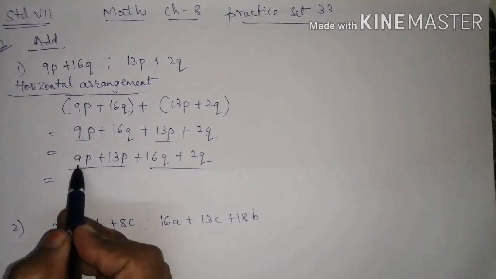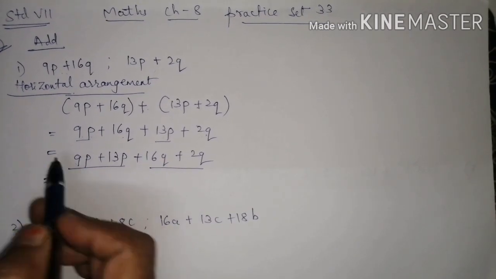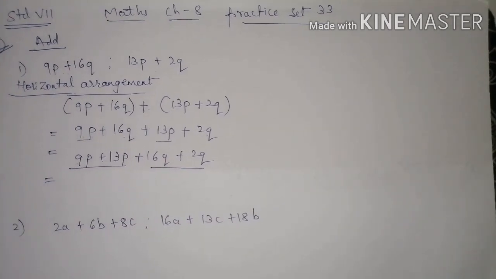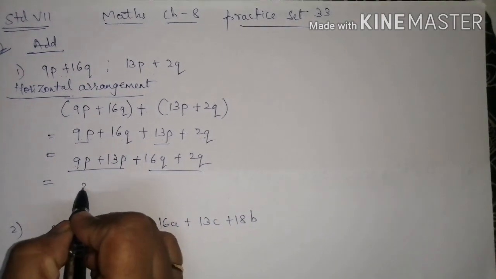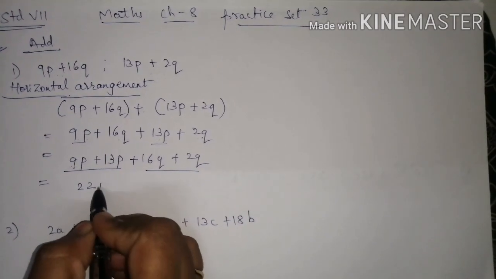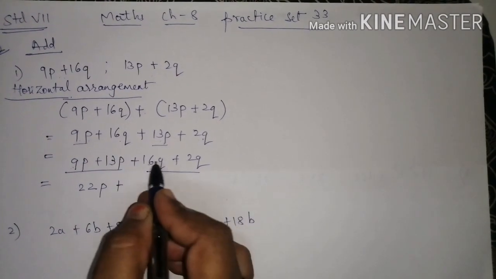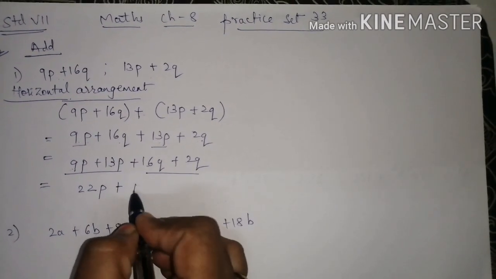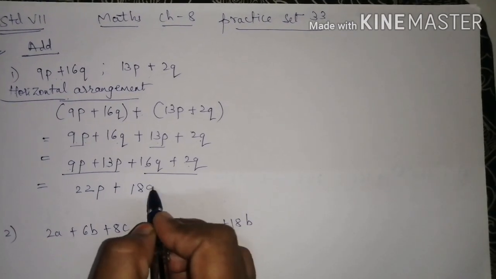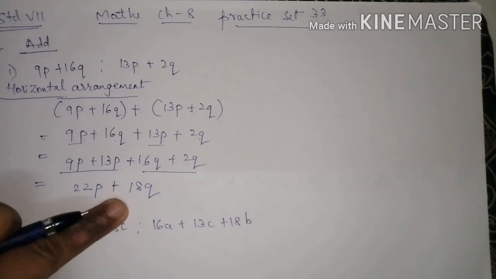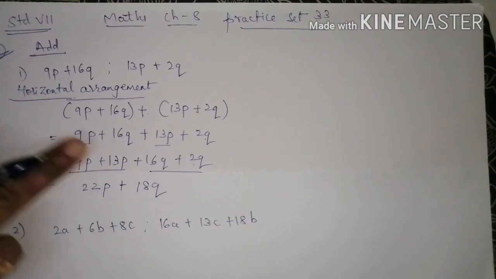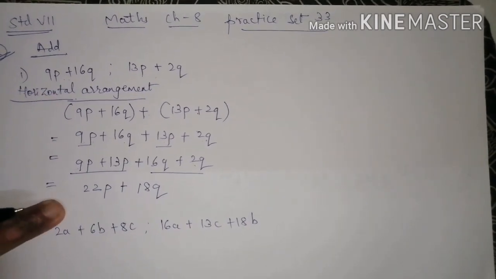Now add it. Add the numbers first. 13 plus 9 is 22, and this alphabet p you have to put only one time. Plus 16 plus 2, add the numbers, 16 plus 2 is 18, and q you have to write only one time. So what is your final answer? 22p plus 18q. So this was in the horizontal arrangement.